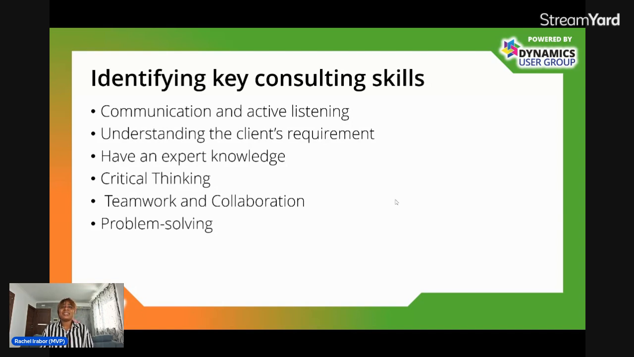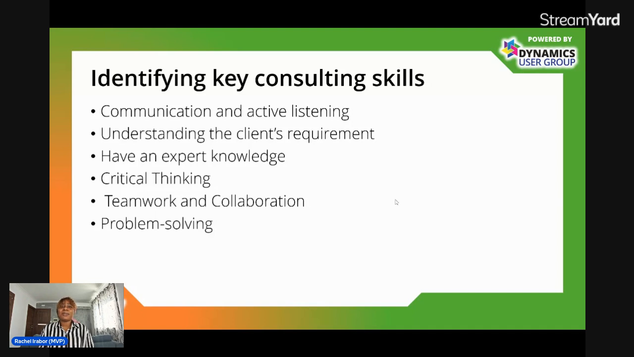And then the next thing is having expert knowledge. Having expert knowledge is very important. And what do I mean by having expert knowledge? I mean that you need to know your onions, like you need to know what you are doing. You need to understand the platform. You need to understand what you can do with each platform.